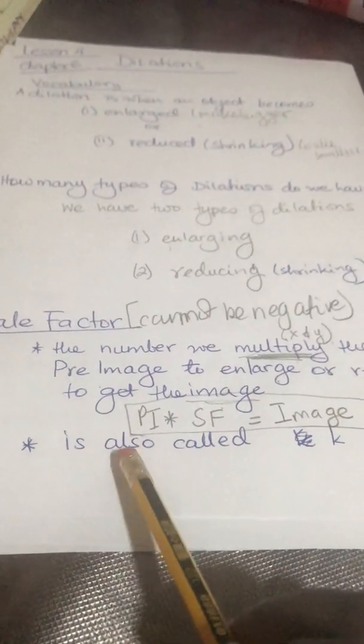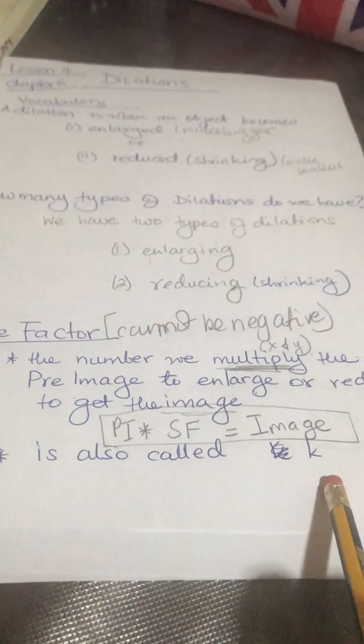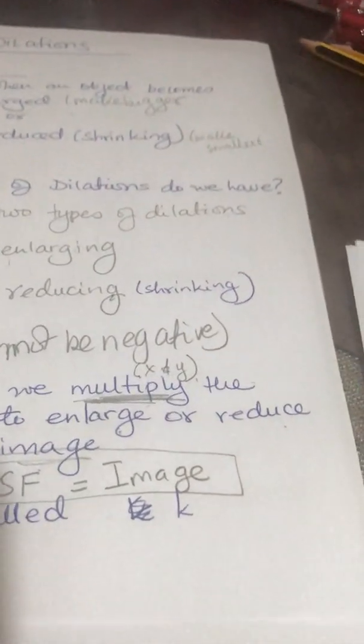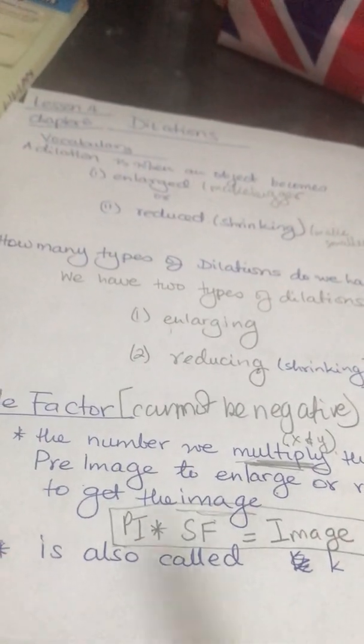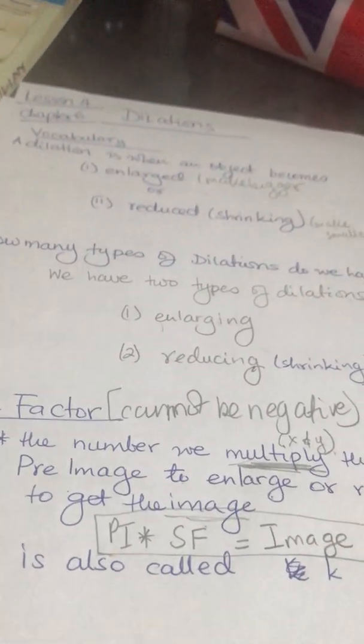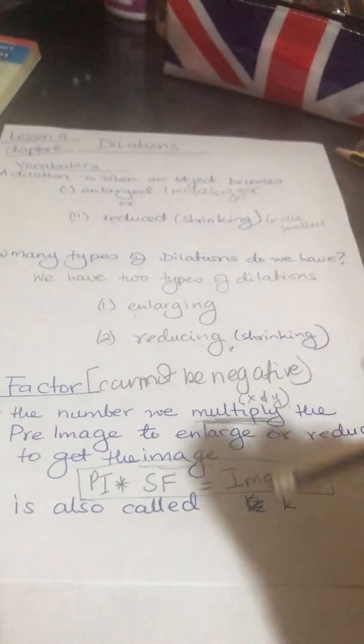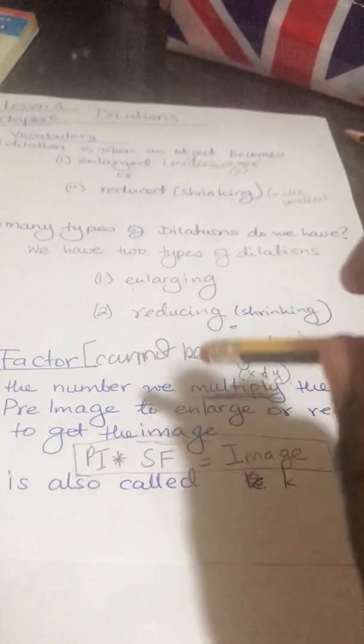Scale factor also has a name. It is called K. So sometimes you'll see enlarge this when K is 3. Or, what is the dilation when K is a half? Like that. Okay? So when I say K, you should know I'm talking about scale factor. When I say K, you should know you're multiplying x and y with that K.